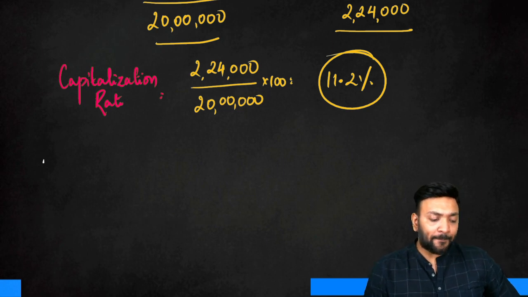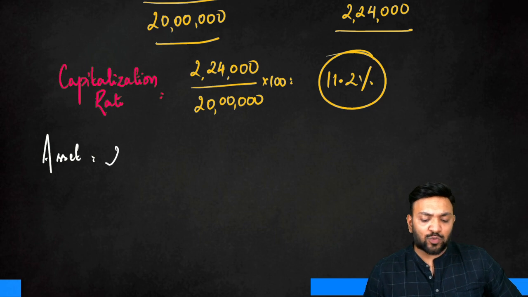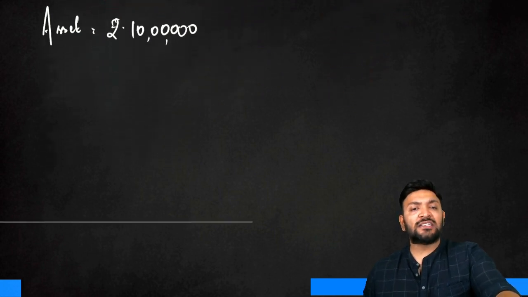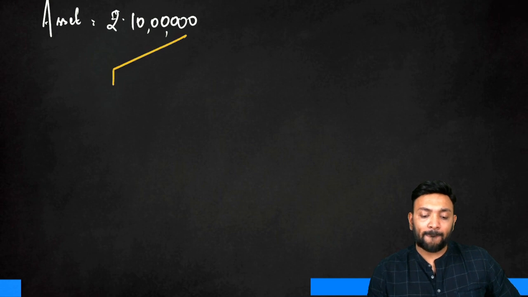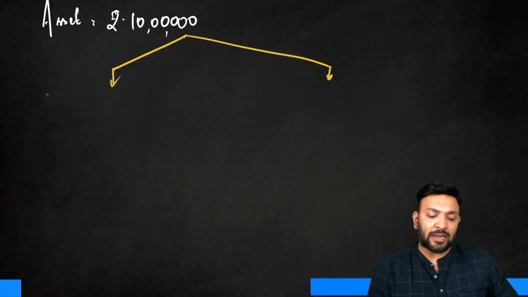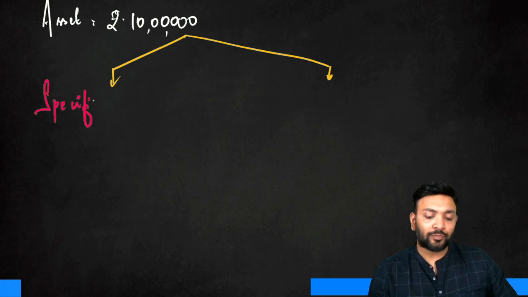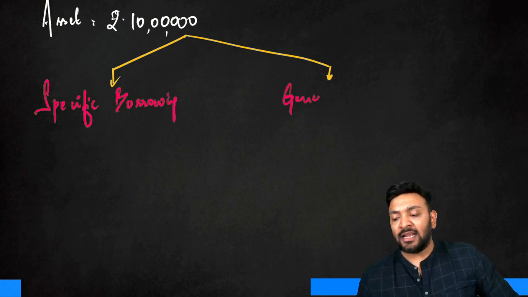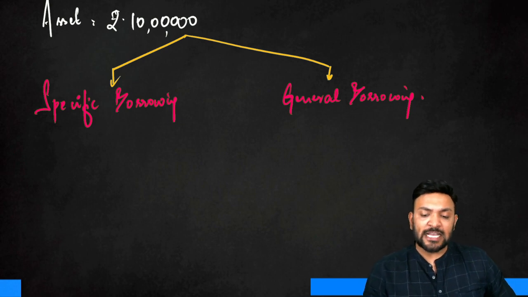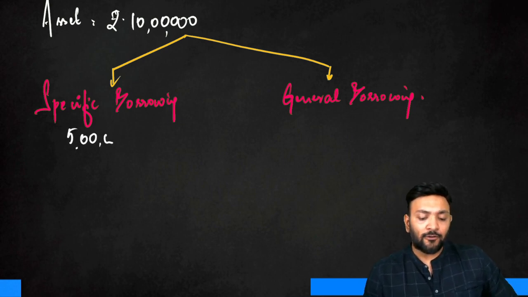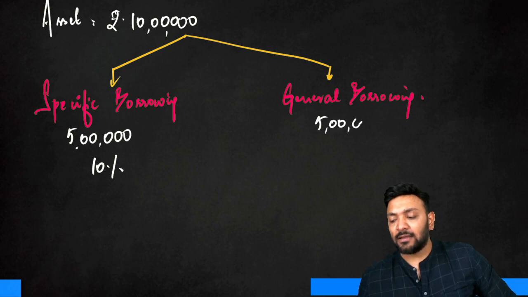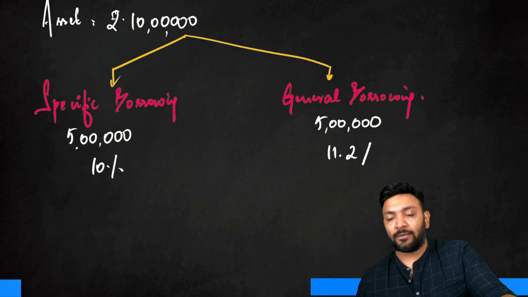Let's say I have an asset. The asset was valued at about 10 lakhs. This is the cost. Out of the cost of this asset of 10 lakhs, let's say my specific borrowing and general borrowing were utilized. Let's say my specific borrowing was 5 lakhs, which had an interest rate of 10%, right? My general borrowing was obviously the balance 5 lakhs, which had a capitalization rate of 11.2%.